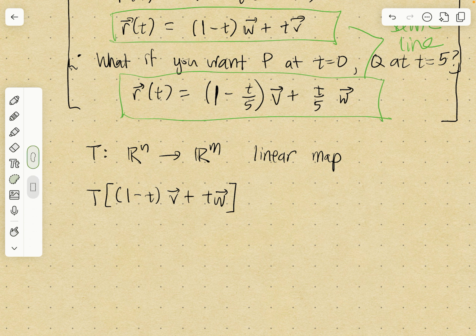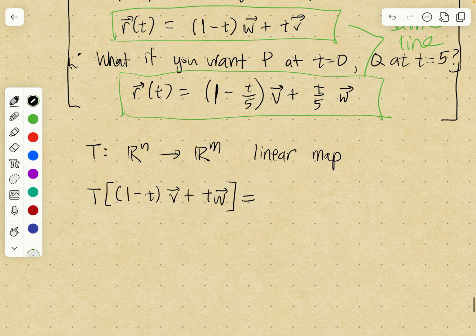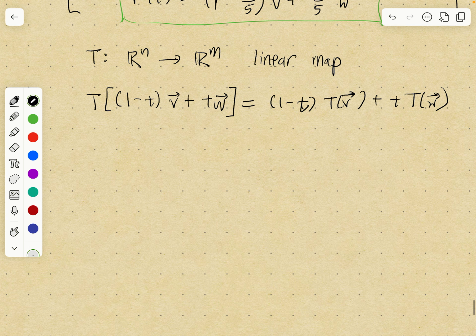Do you see how this is a linear combination of v and w? I have a constant, 1 minus t, times v, plus another constant, t, times a vector, which is w. And so I can distribute the T across, and I get (1 minus t) T of v plus t T of w. That's 1 minus little t times capital T of v plus little t times capital T of w. Now what does that look like? Let's say I had an example in R2. Let's say that I'm going from R2 to R3.